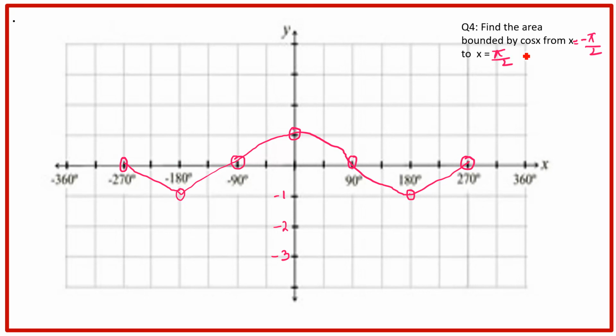So find the area bounded by the function cos of x, and the limit is minus pi by 2, which means minus 90, and this is positive 90. So see, minus 90 is here, positive 90 is here. So actually you have to find out this area. This is the limit, and the area we have calculated is 2 unit square. So find the area bounded by cos of x from limit minus pi by 2 to positive pi by 2.